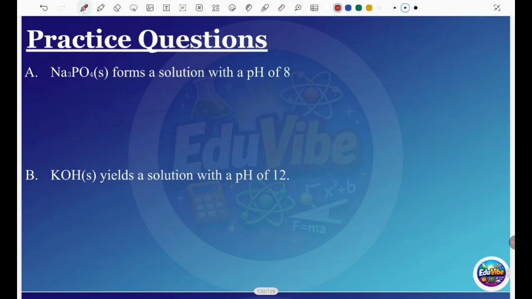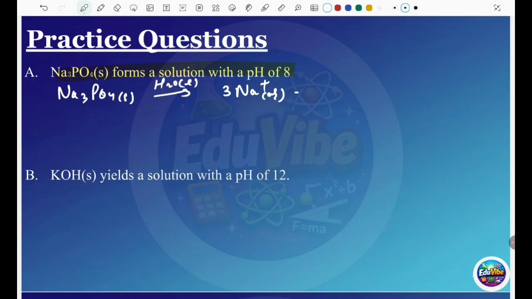Okay, the next question we have is from the pH topic. So Na3PO4 forms a solution with a pH of 8. This is from the modified theory. So Na3PO4 solid forms a pH, so it's basic. Firstly you go with the water, which is dissociation, and you will get 3Na+ aqueous plus PO4 3- aqueous.